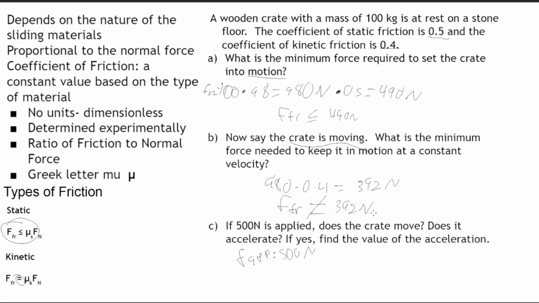If we take our kinetic friction value, using our kinetic mu, we have 392, and 500 is definitely greater than 392, so yes, the crate would move. Now we know that the crate is moving. If these values were the same, it would still be yes. But otherwise, 500 is greater than 392, which means it is moving. So we're just finding the net force here, and we have 108 newtons as our net force.